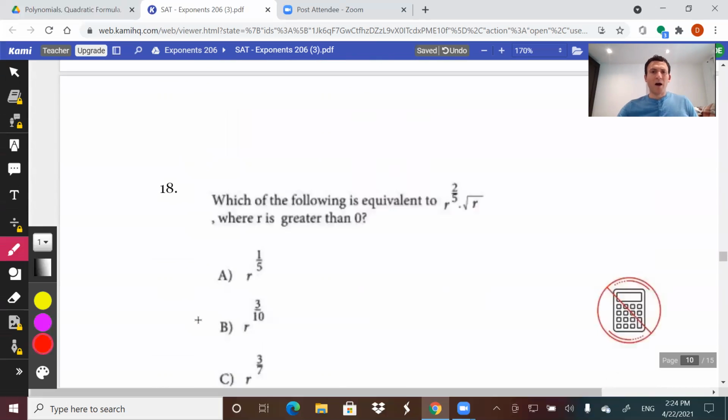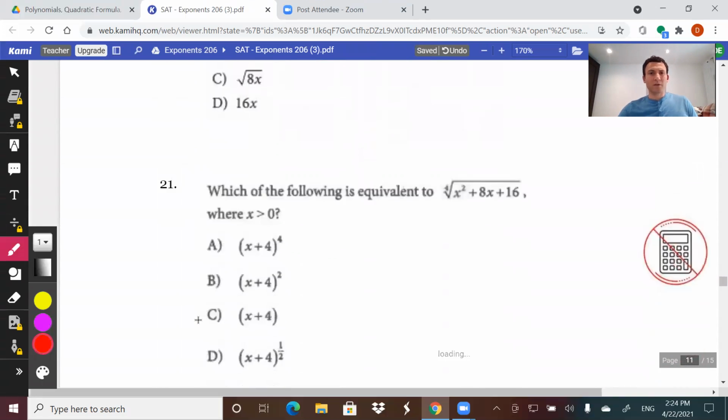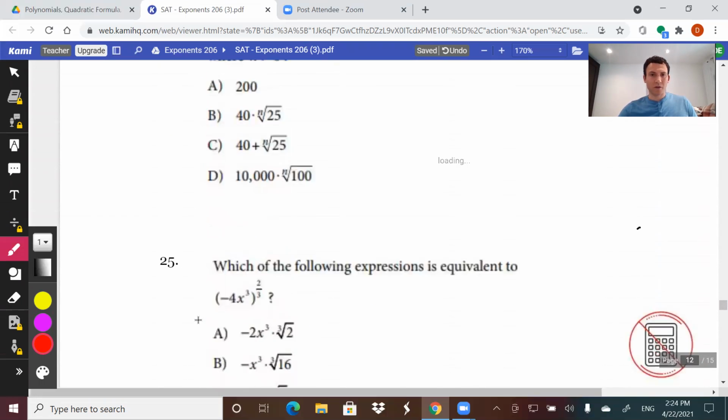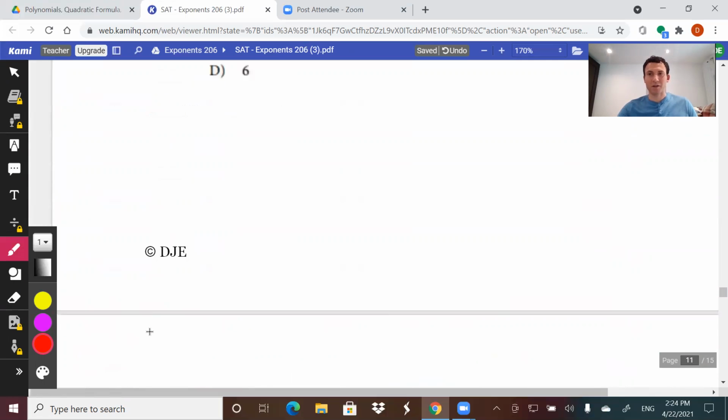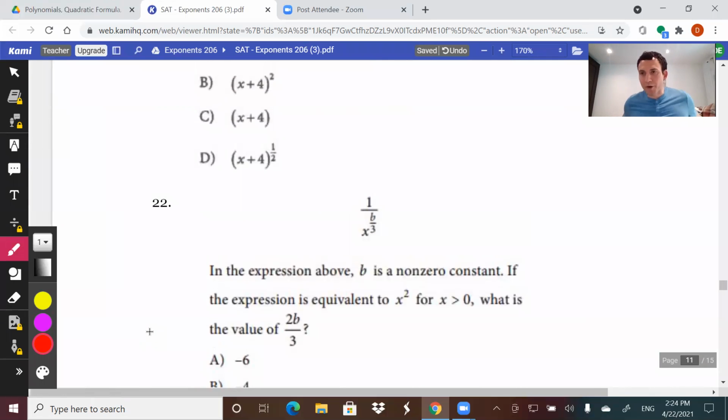Okay. I think we'll do one more. Let me see if I have one more in store for us. Actually, no, that was the last one. There are only 25 problems on this packet, so I have to save some for you. I don't want to steal your thunder.